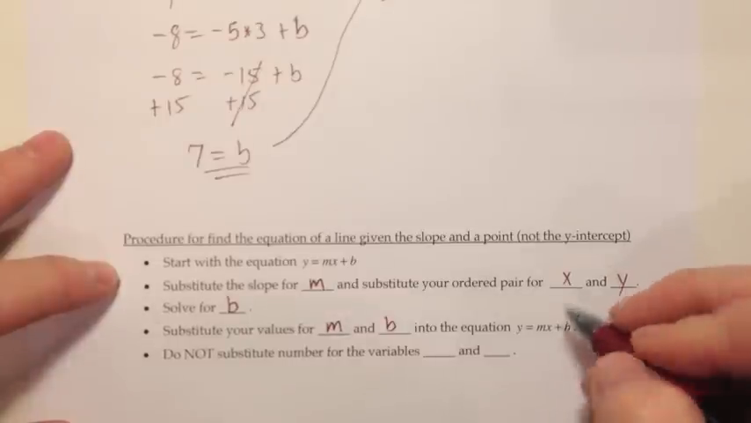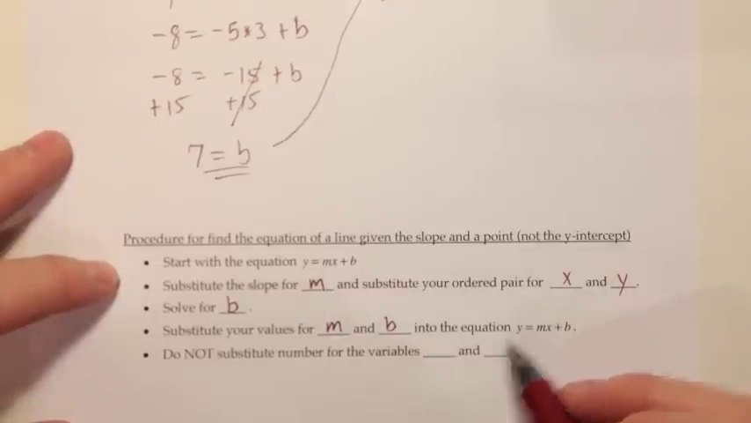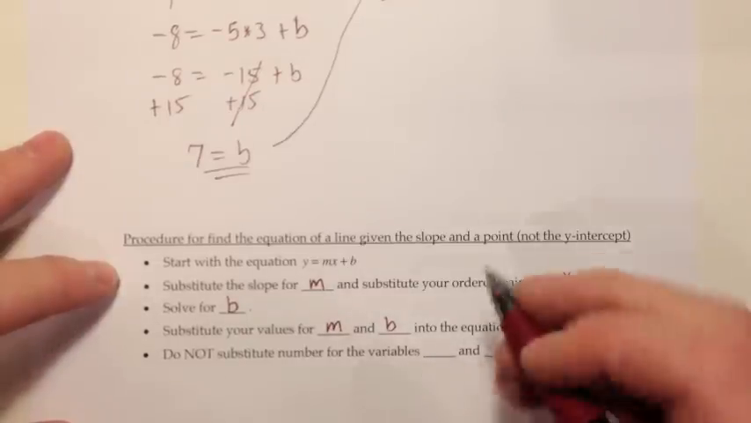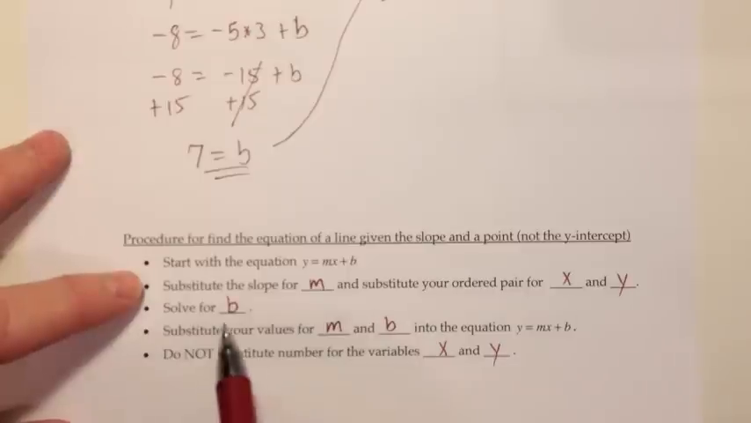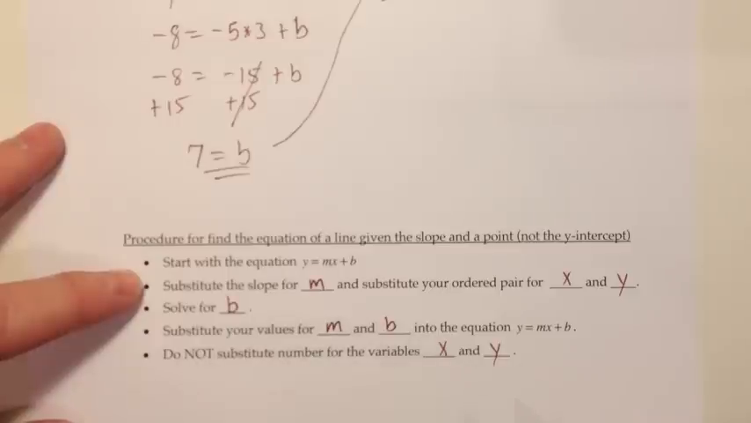The equation of the line has to maintain the variables x and y in it, so do not substitute for the variables x and y. You do plug the x and y in to help you solve for b. But once you find that, you use that in the equation y equals mx plus b to get your equation and leave the variables x and y in that equation.